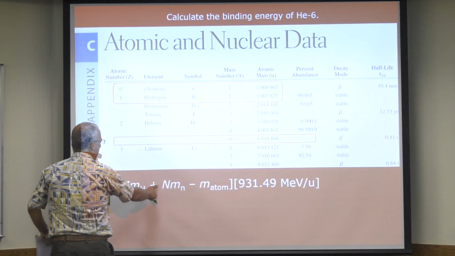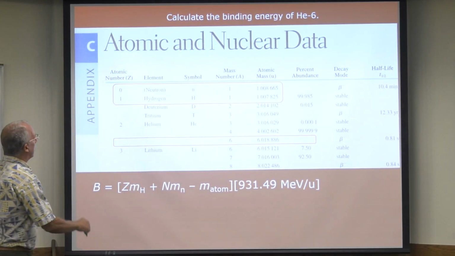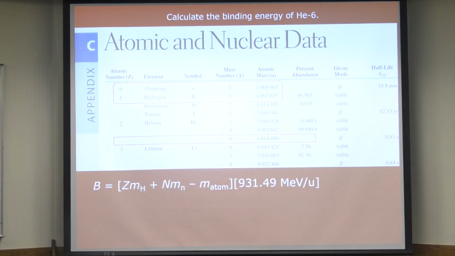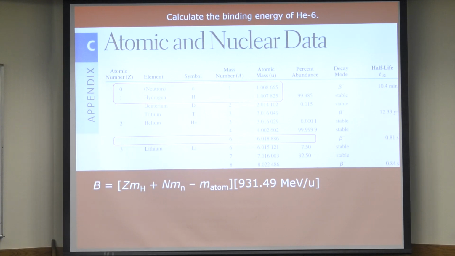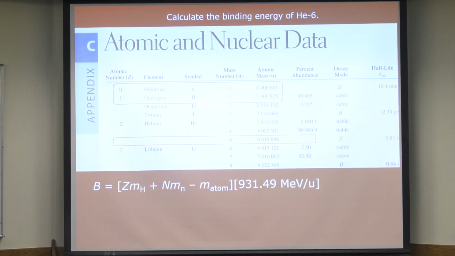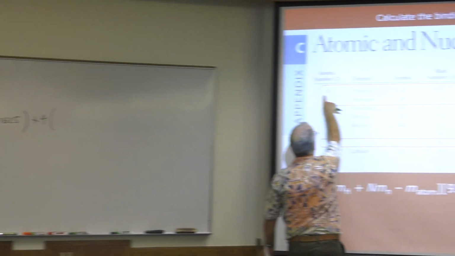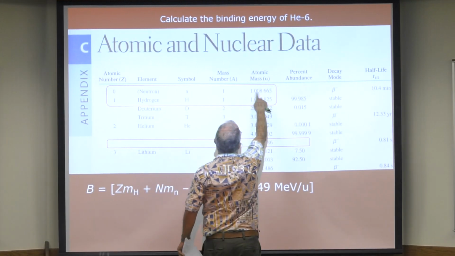Then we have N. Okay, look, we're talking about helium-6, right? Well, helium has 2 protons. It's 6, so the number of neutrons is 4. Okay? All right? So we have plus 4 times the mass of a neutron. Where's that? Neutron. Right there.